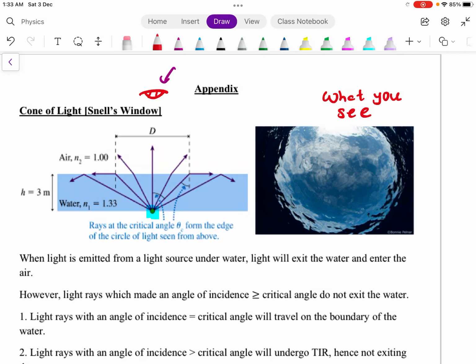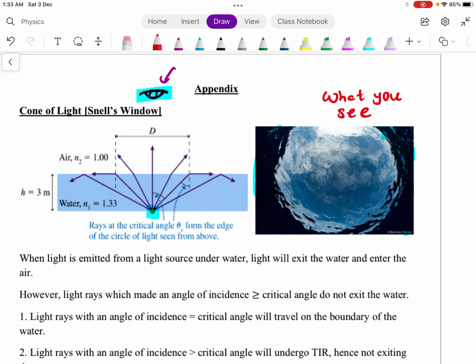Alright, so this video will be talking about the Snell's window. So what is a Snell's window? Imagine that we have a lamp underneath a swimming pool and you put your eyes above the swimming pool right here. What you will see is actually a circular light with dark edges at this part. So what is happening?